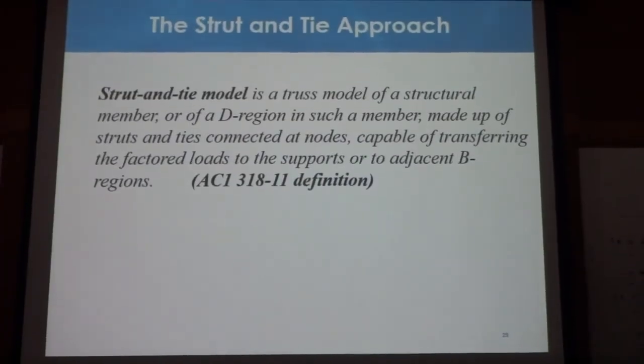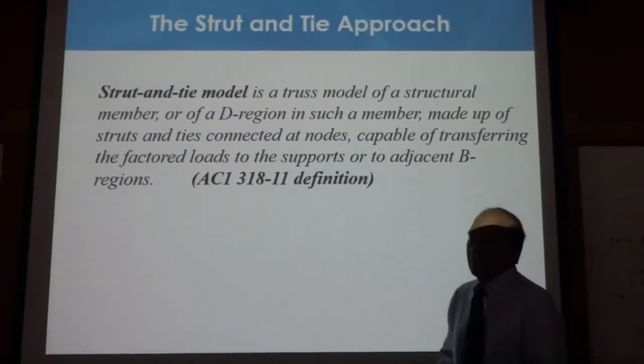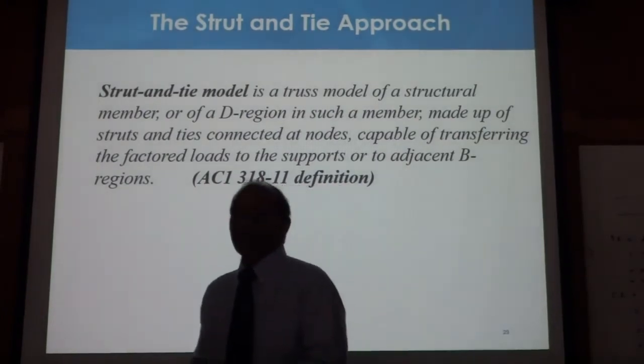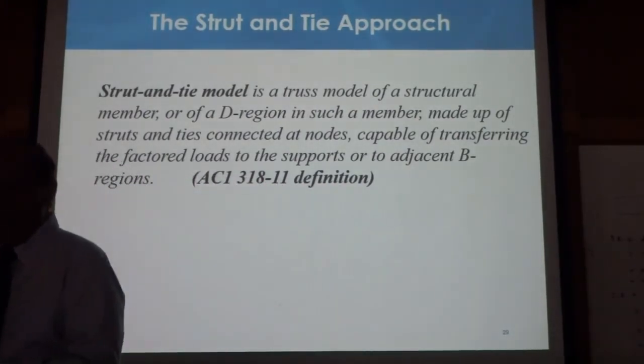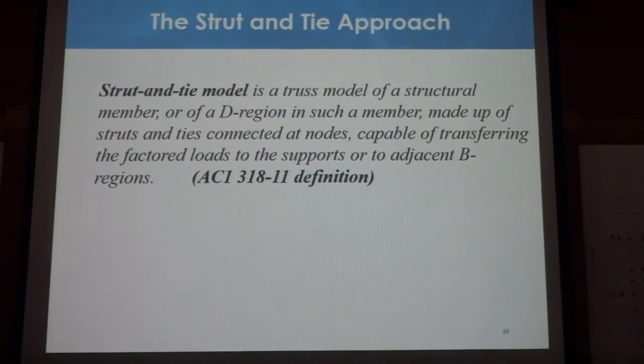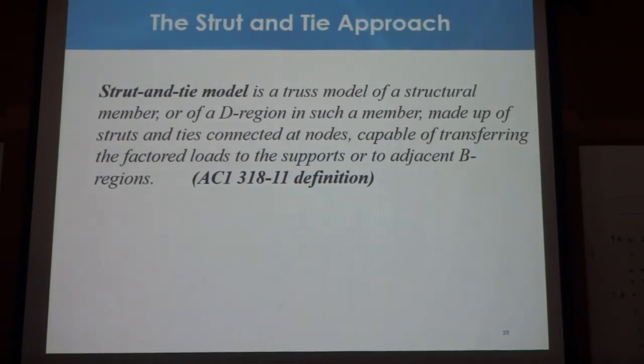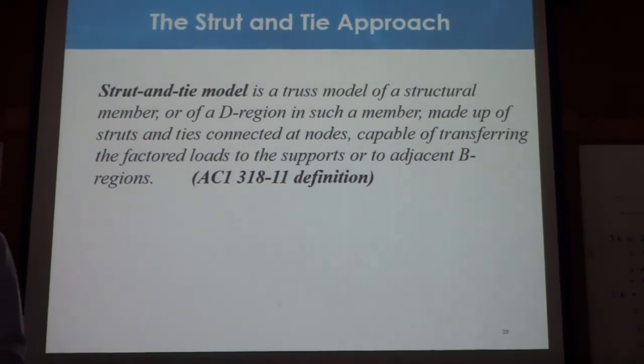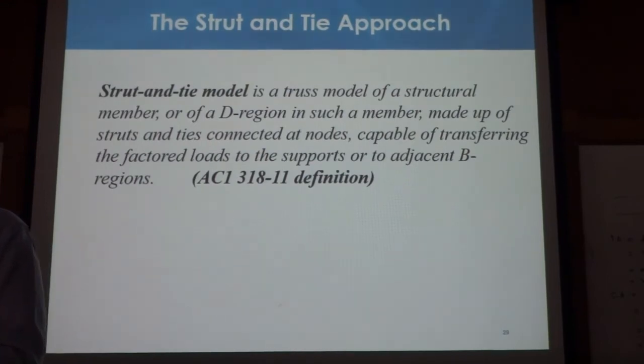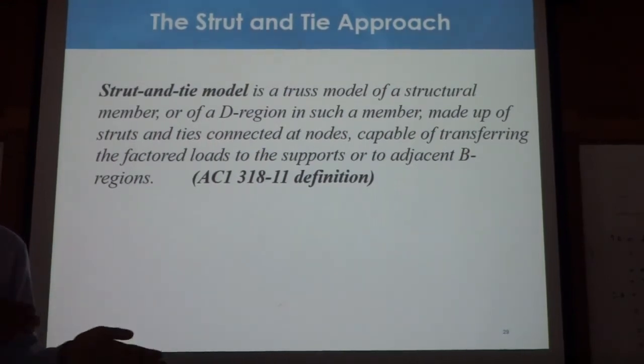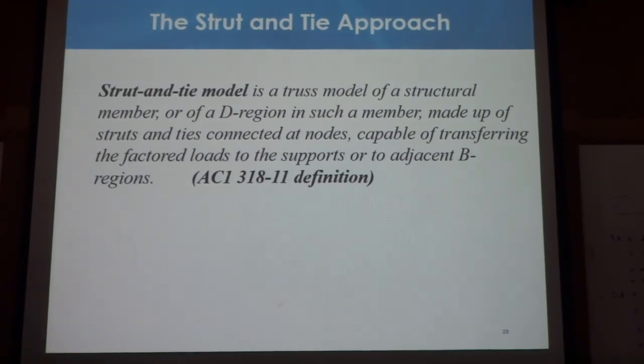This is the definition adopted by the ACI. They adopted it very late, but they adopted it, as you can see in 11: strut-and-tie is a truss model of a structural member or D region. So now they are trying to be safe. They don't want you to use this everywhere, because otherwise all parts of their code will become redundant, right? So they say no. Only for D regions you can do that, and we will see why.